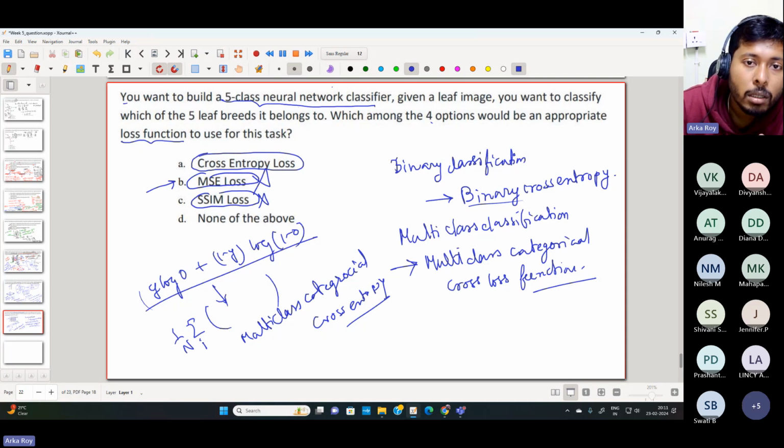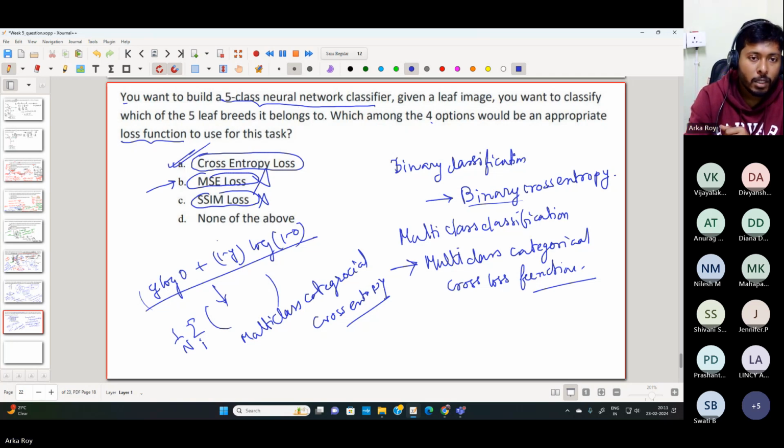So for 5-class classification, we use cross entropy. The option could be more precise. They could have written multi-class categorical cross entropy, because there are two sets of cross entropy loss. One is the binary cross entropy and one is the multi-class categorical cross entropy loss function. So the final answer will be option A. A thorough description you will find in the loss function lecture. You can refer to that lecture.